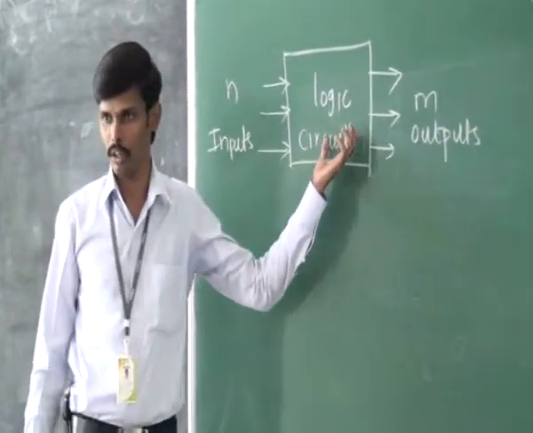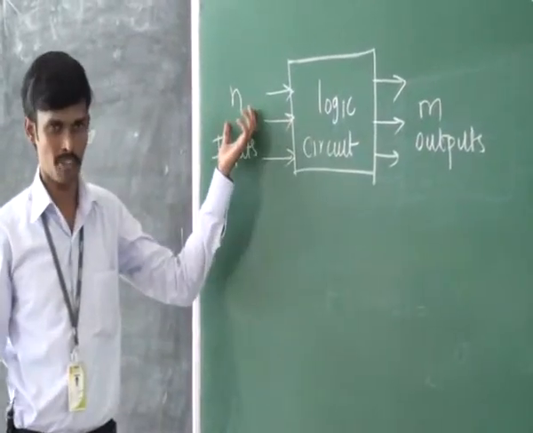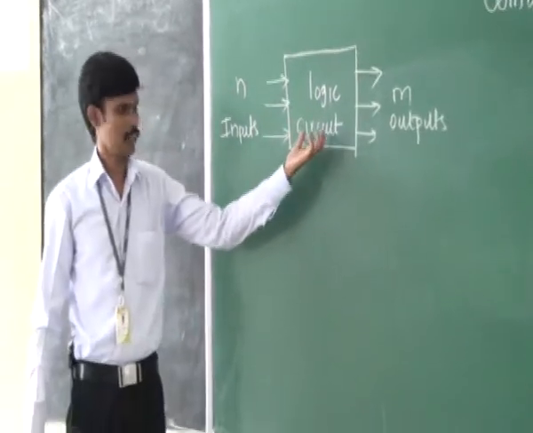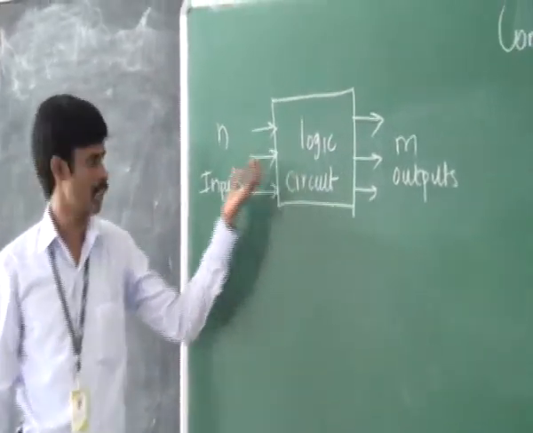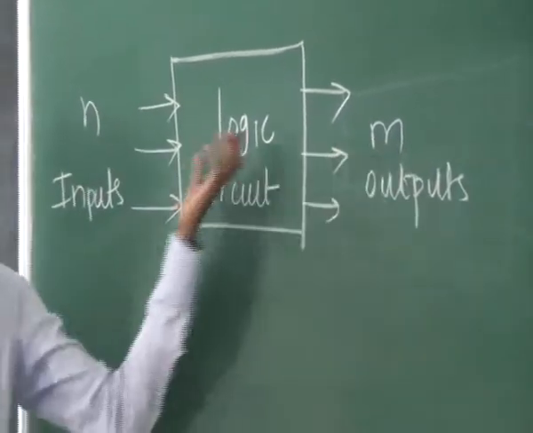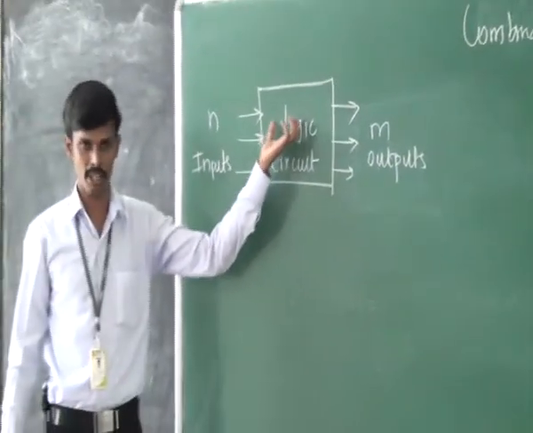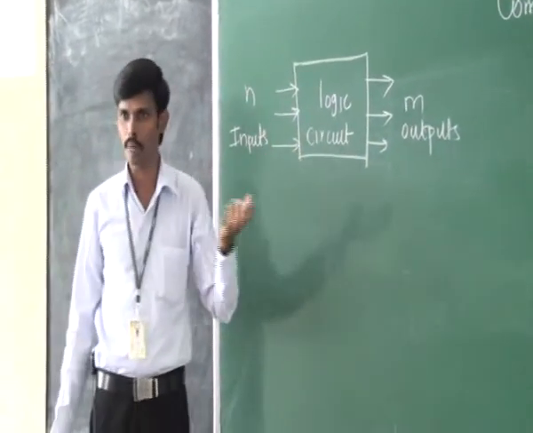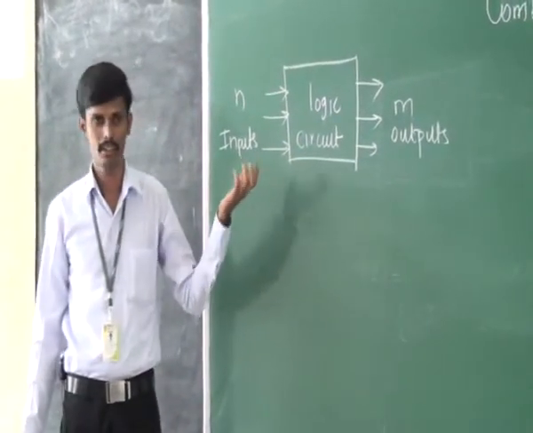This is the basic block diagram of combinational circuit. It consists of n inputs, a number of logic gates and m outputs. This combinational circuit accepts the signals from n inputs and generates m outputs based on the logical combination of gates. Now we are going to see how the combinational circuits can be designed.